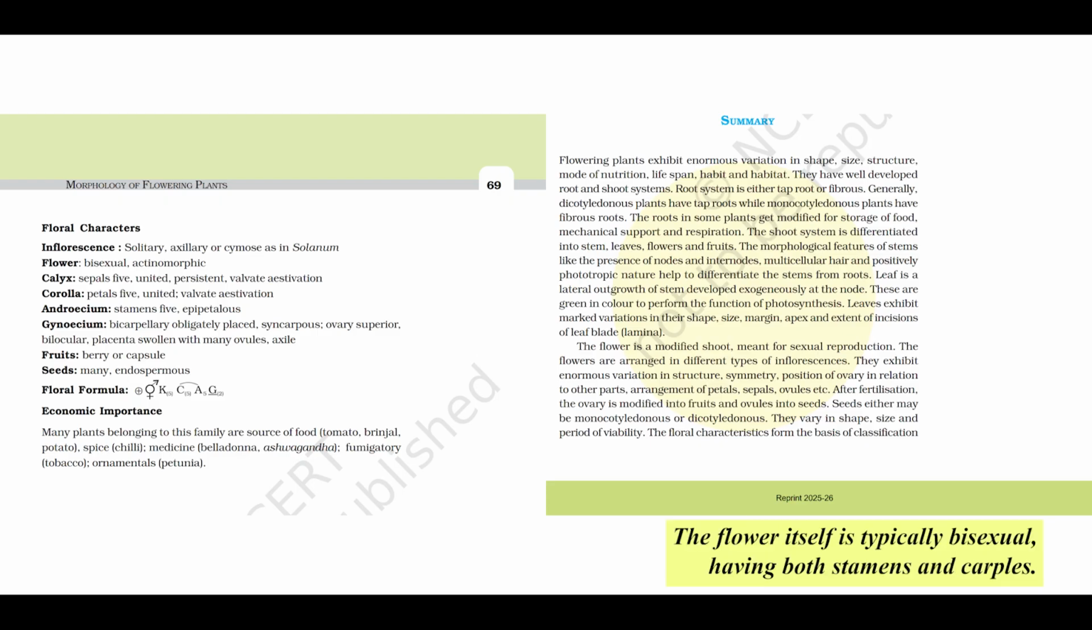The flower itself is typically bisexual, having both stamens and carpels, and actinomorphic, displaying radial symmetry, can be cut equally through any central plane. The calyx consists of 5 sepals. Crucially, these sepals are united, gamosepalous, often forming a cup or tube. A notable feature is that the calyx is persistent, meaning it remains attached to the fruit even after it develops.